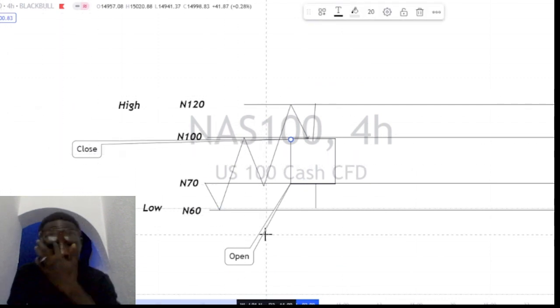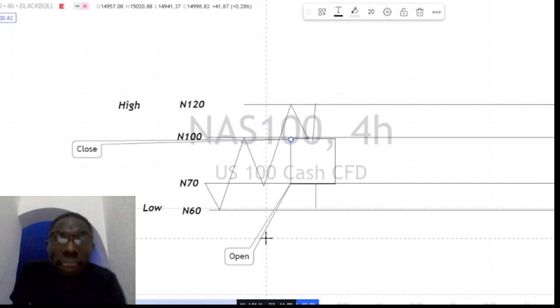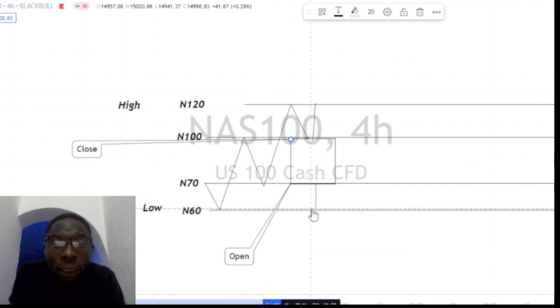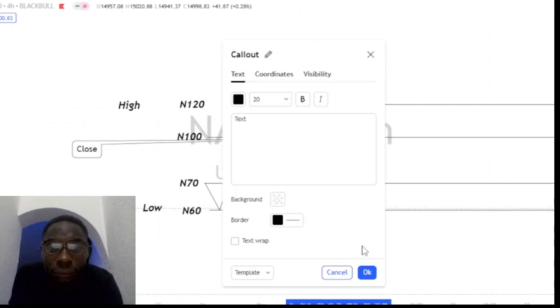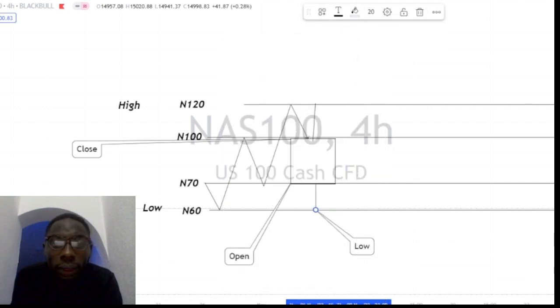Then what's the low? This is the low. For the sake of this candlestick now, this is the low. I said low. And then this is going to be the high.